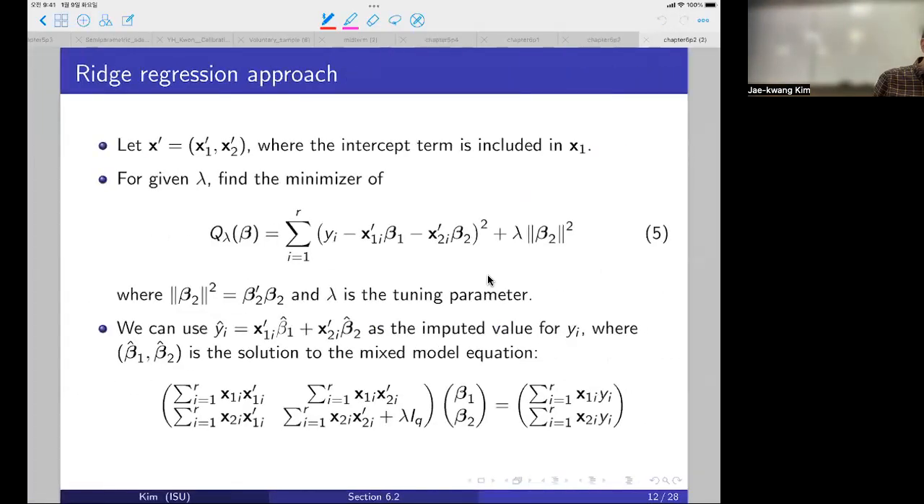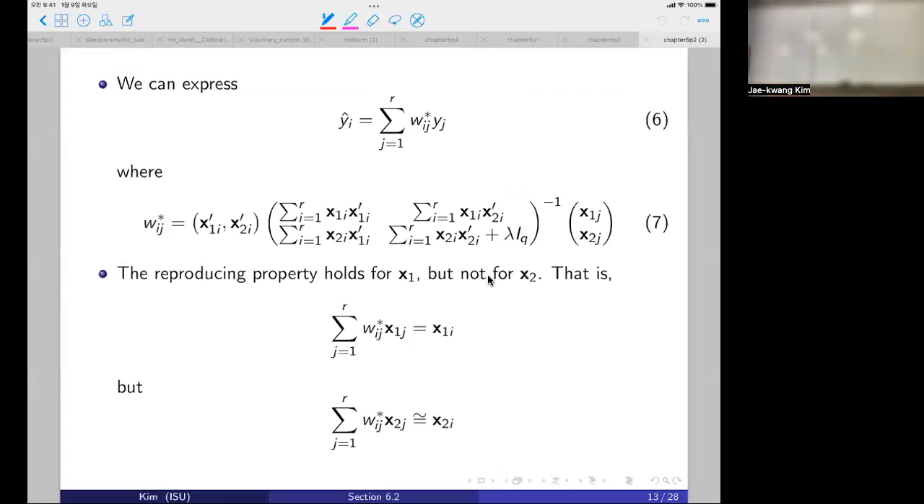Okay, so here, ridge regression. So naturally we probably want to use a penalty, like this. So still, this is a regression problem, one regression problem. Then we know how to obtain beta hat, right? Which is this mixed model equation. And then it turns out that it is still fractional imputation. Fractional imputation, right?